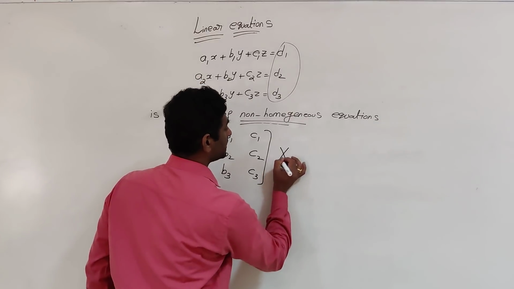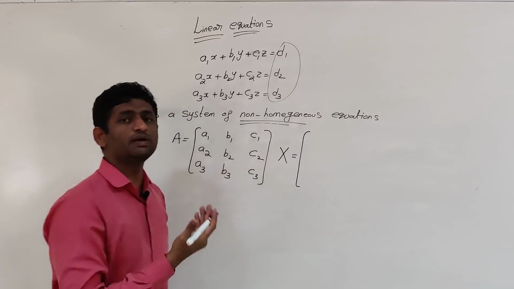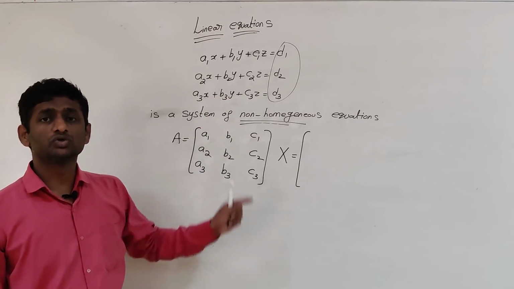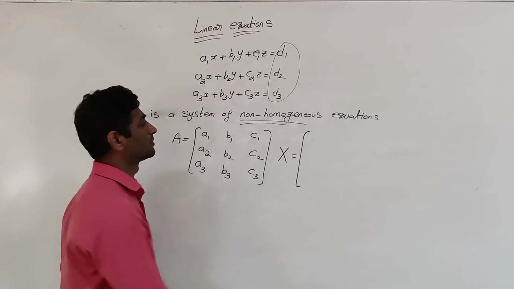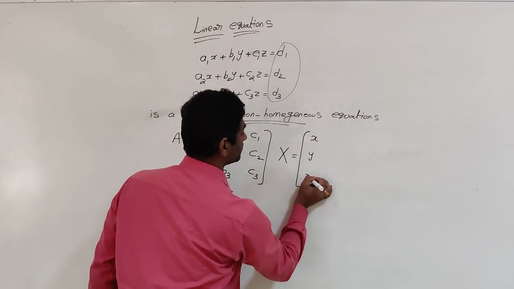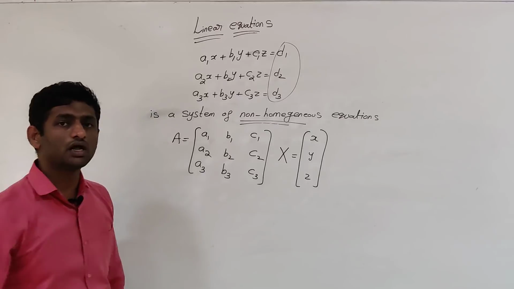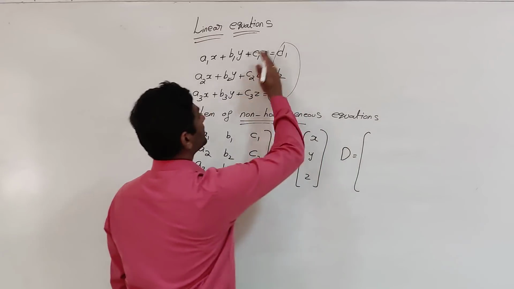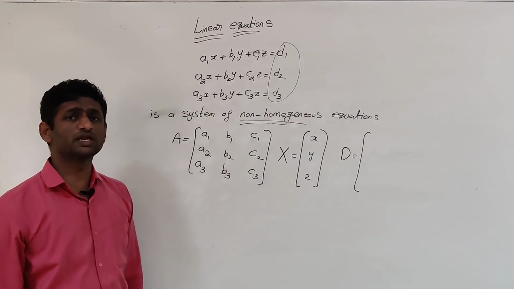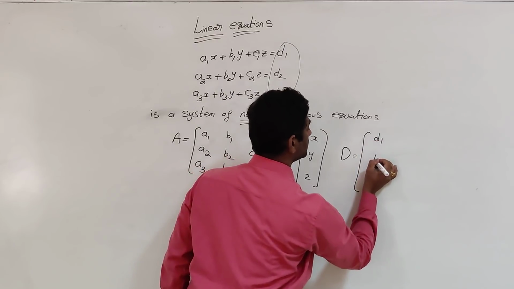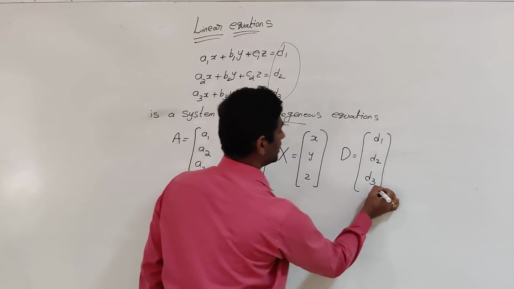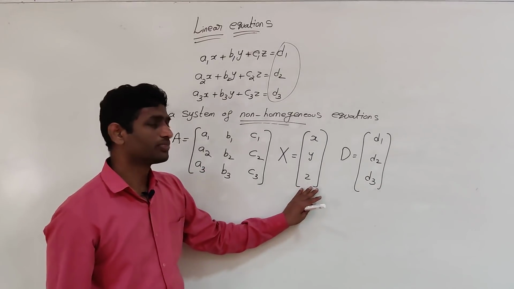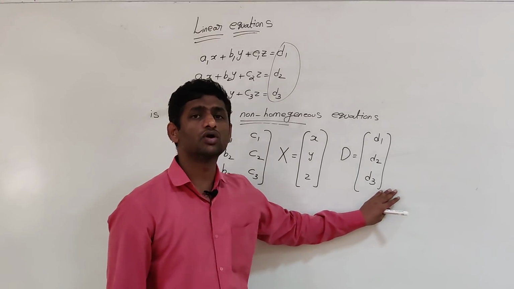And capital X is a variable matrix, meaning the unknown variables. So the unknown variables are written in a column, that is x, y, z, because in this case x, y, z are the unknown variables. And capital D is the right hand side, the values which are on the right hand side, that is d1, d2, d3. Now this is called the coefficient matrix, this is the variable matrix, and this is the constant matrix.